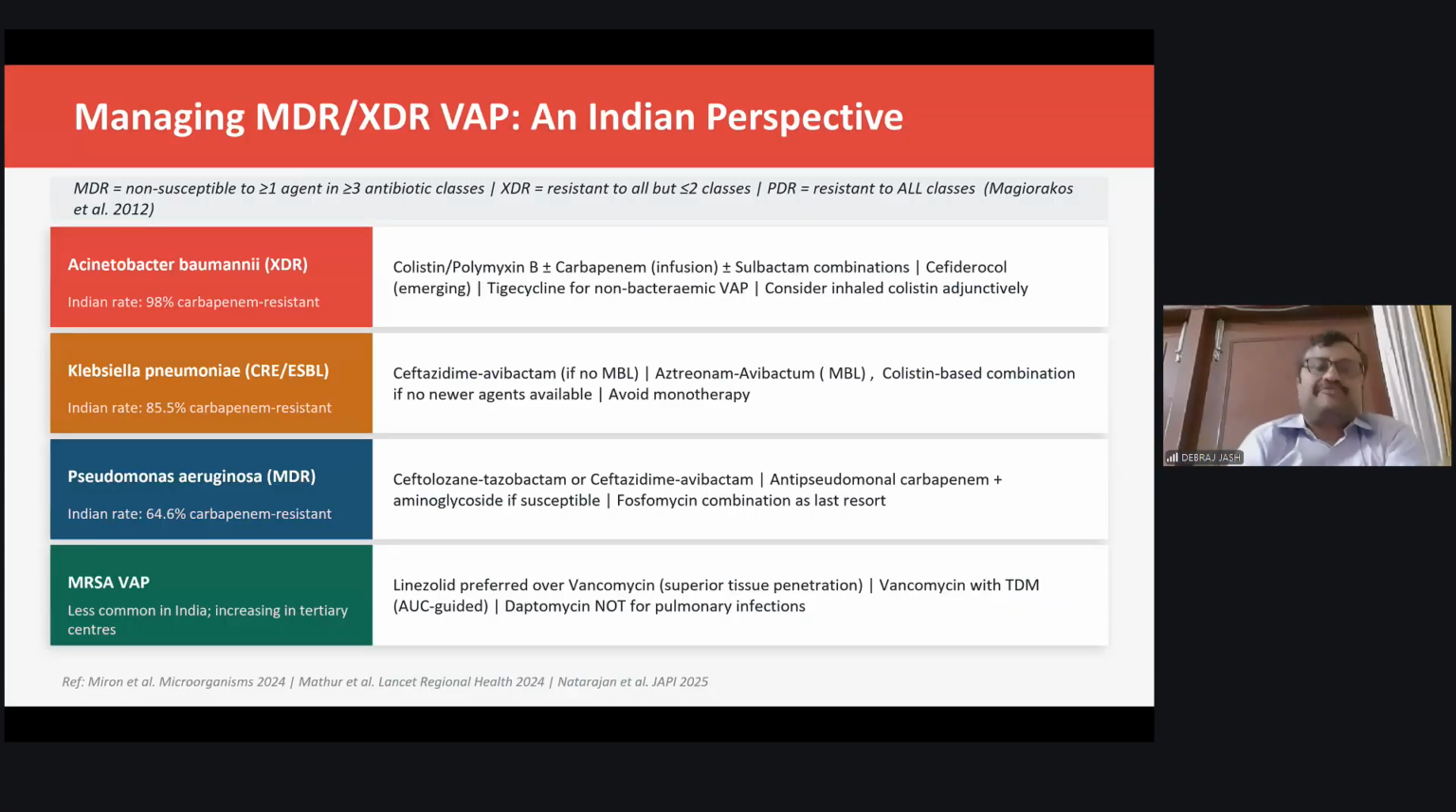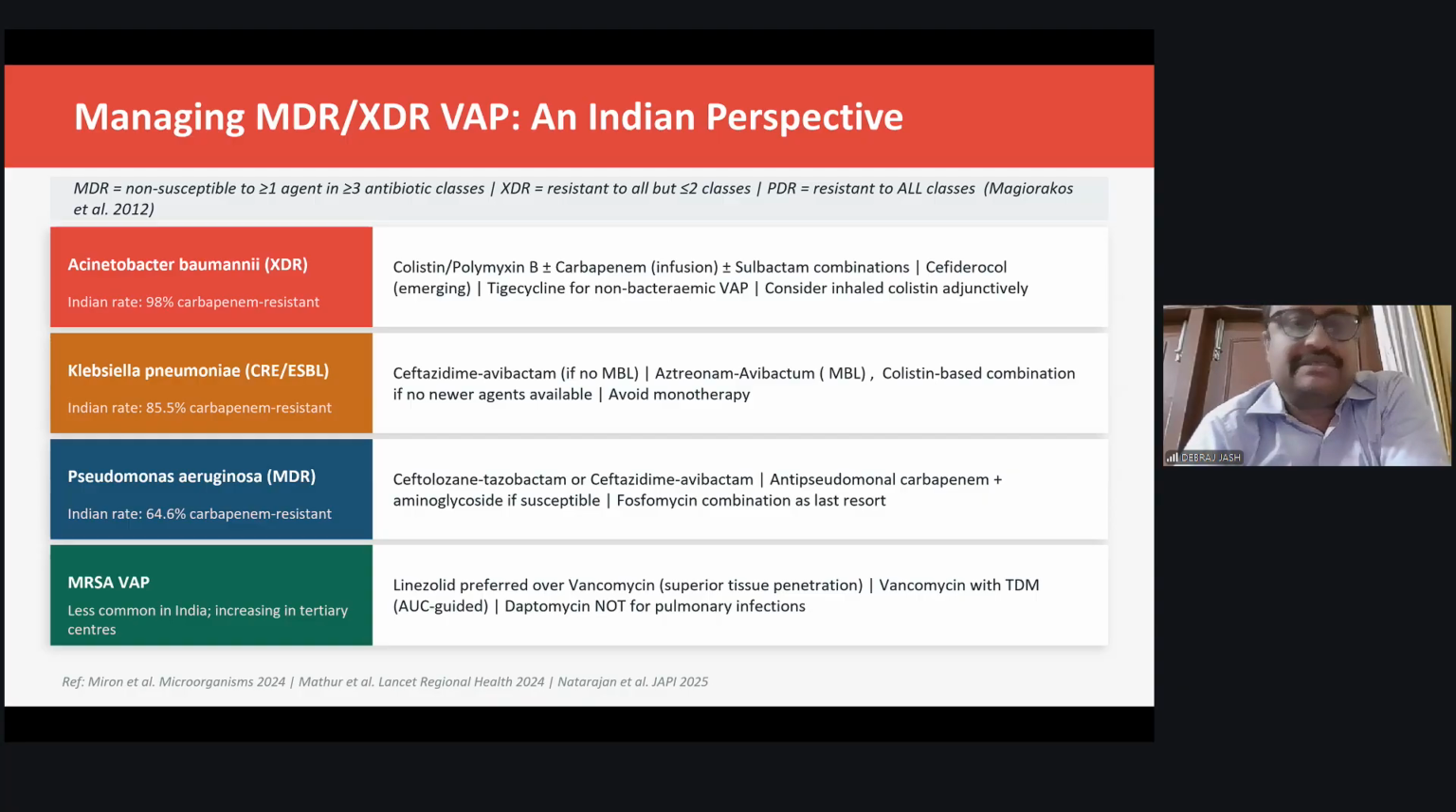And as I told you, if you have Acinetobacter baumannii, then you should give colistin plus carbapenem, it should not be used alone, plus sulbactam, and the emerging one is cefiderocol. Tigecycline should not be used that much because the lung penetration of tigecycline is not that good. If the patient has recurrent colonization, then we can use inhaled colistin in addition to the IV colistin. And also in those patients who have myopathy, we can use inhaled colistin.